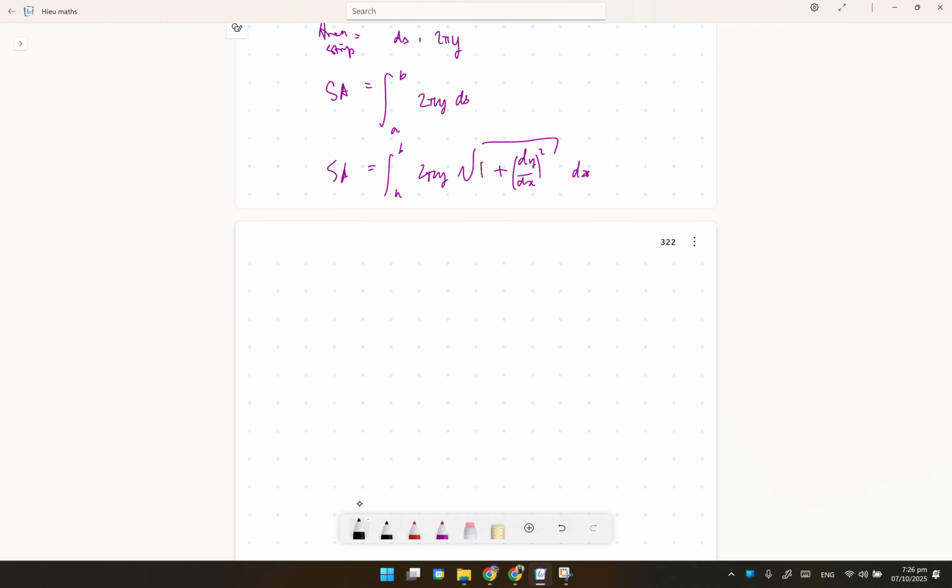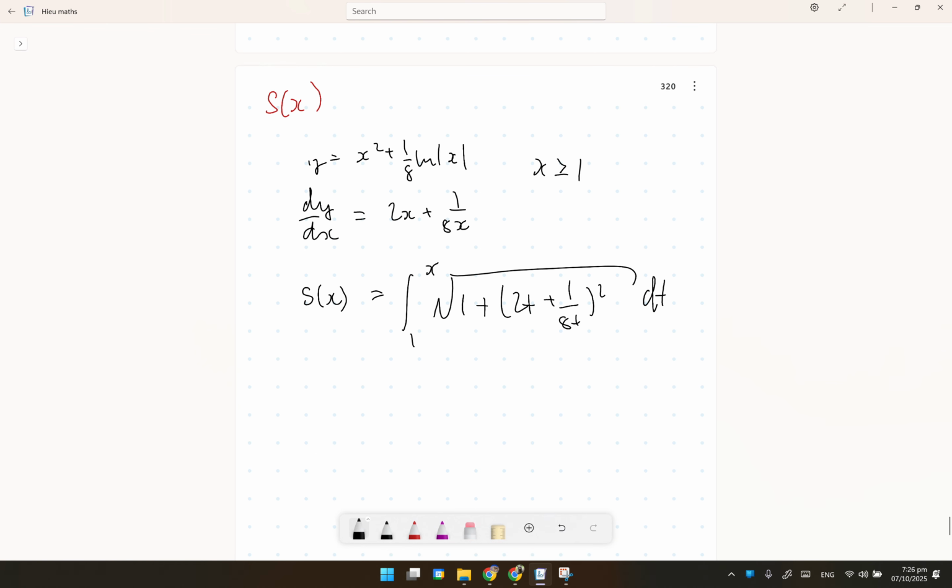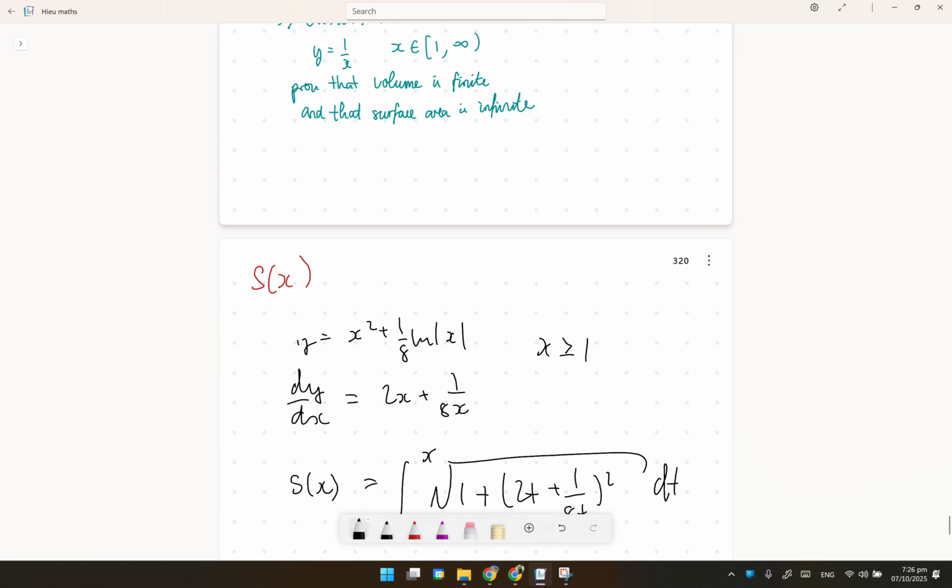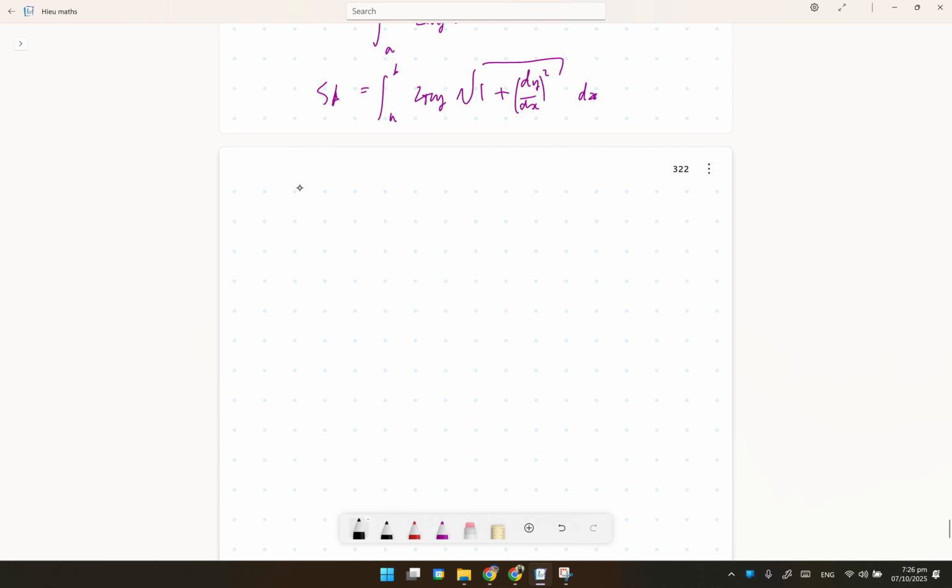Okay, so let's do a few examples really quick. So let's say that we're trying to find the surface area of a sphere. So the equation for a sphere is y equals the square root of r squared minus x squared, where a sphere of radius r exists from minus r to r. Okay.